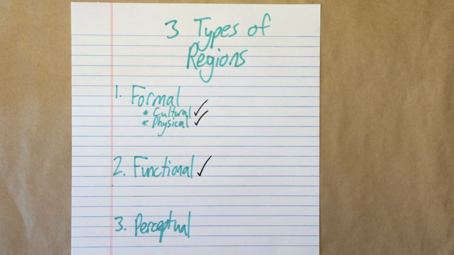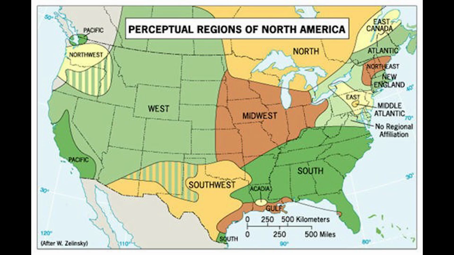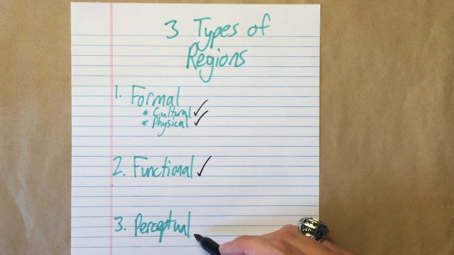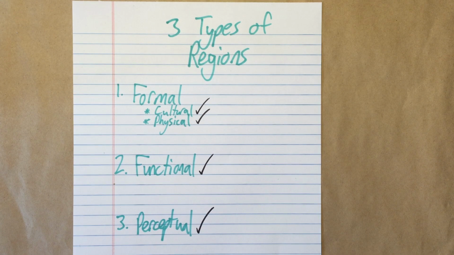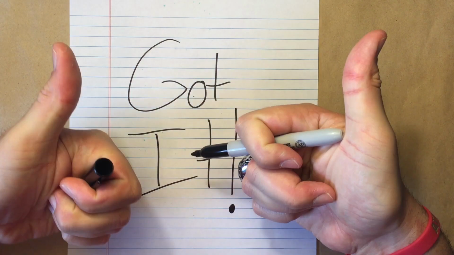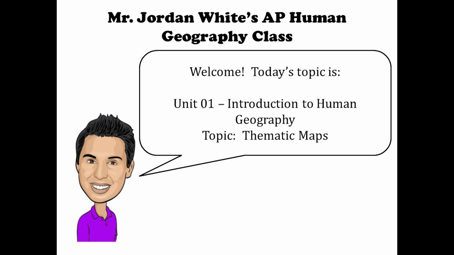Our last region is a perceptual region, and we'll be looking at this map here. This is different for everyone. Remember, perceptual is what is in your head. It's kind of like a mental map. This is the author of this picture's perception of America based into many different regions. It's different for everyone. That is the perceptual region, and with that, you now have a vast understanding of formal, both cultural and physical, functional, and perceptual regions. And it's time to move on to our second section of this video.